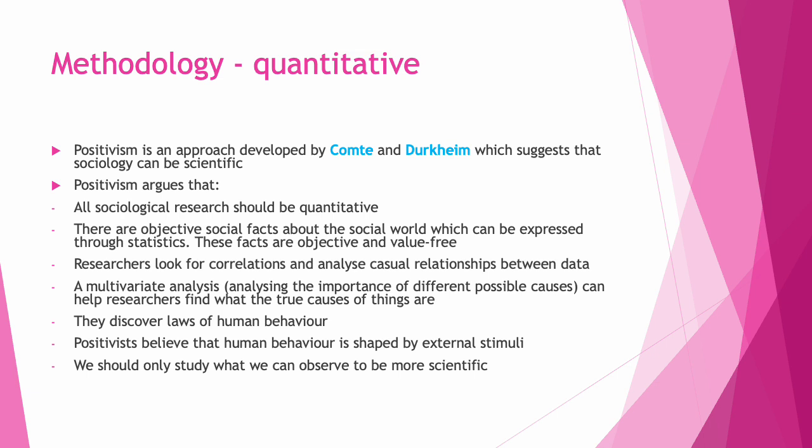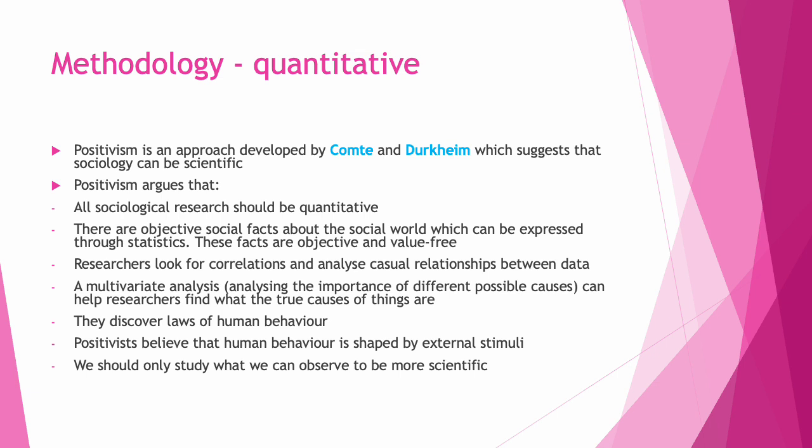Positivism is an approach developed by Comte and Durkheim, who are functionalists, which suggests that sociology can be scientific. Positivism argues that all sociological research should be quantitative, that there are objective social facts about the social world which can be expressed through statistics, and these facts are objective and value-free, which means no bias. Researchers look for correlations and analyse causal relationships between data.